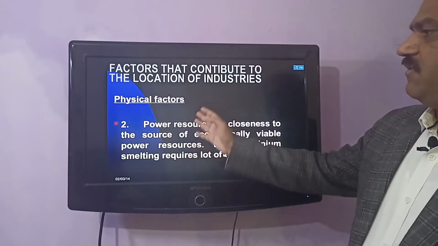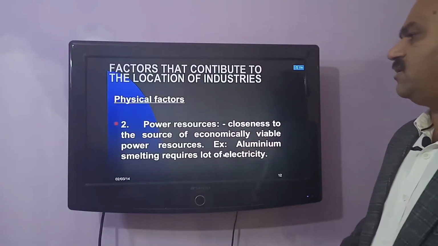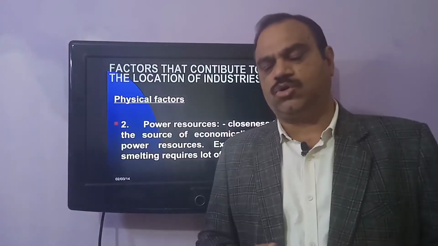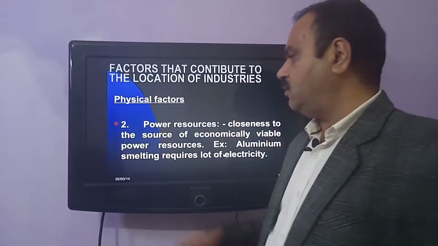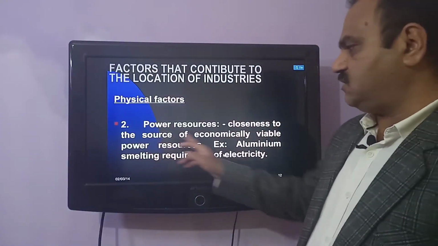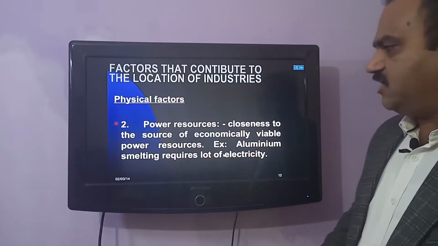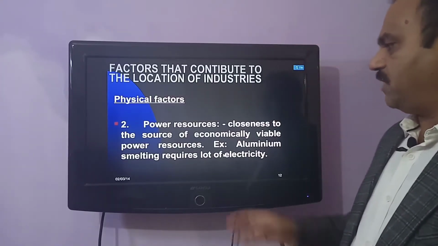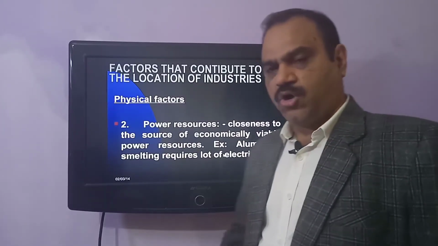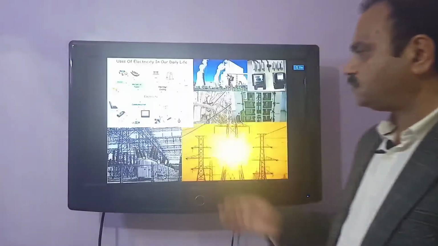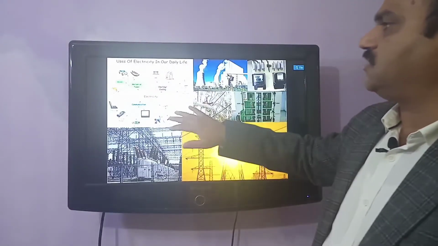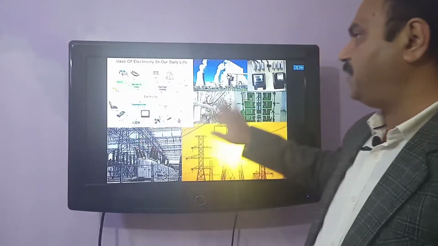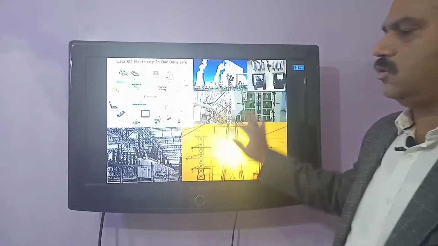Next among the physical factors is the power sources. All the industries require power. All the machines require power for running and producing. So all those places where power resources are available, particularly in aluminium smelting that requires a lot of electricity. So here through this slide we can understand that uses of electricity are there in our daily life as well. Apart from this, several industries are also run by electricity.